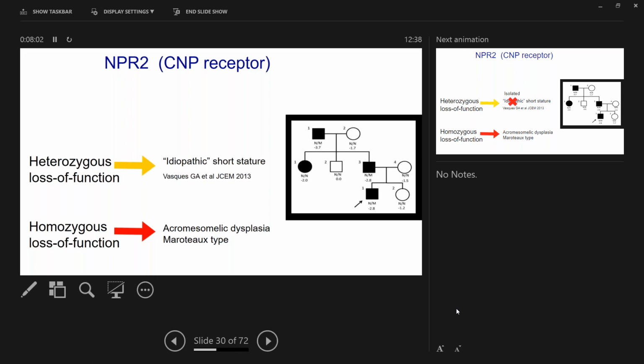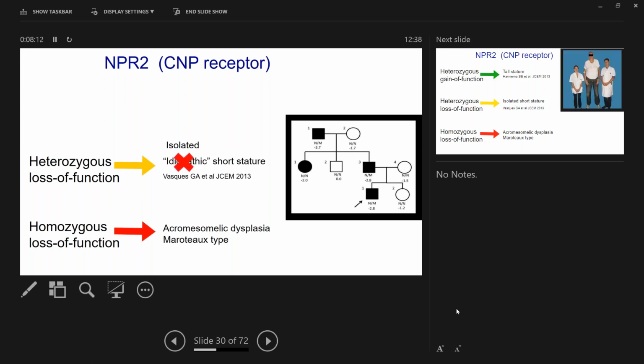And recently it was shown that heterozygous loss of function causes idiopathic short stature, except that now we shouldn't call it idiopathic anymore since we know the cause, and we should call it isolated short stature. And recent studies have shown that up to about 2–3% of children with idiopathic short stature is due to mutations in the NPR2 receptor.